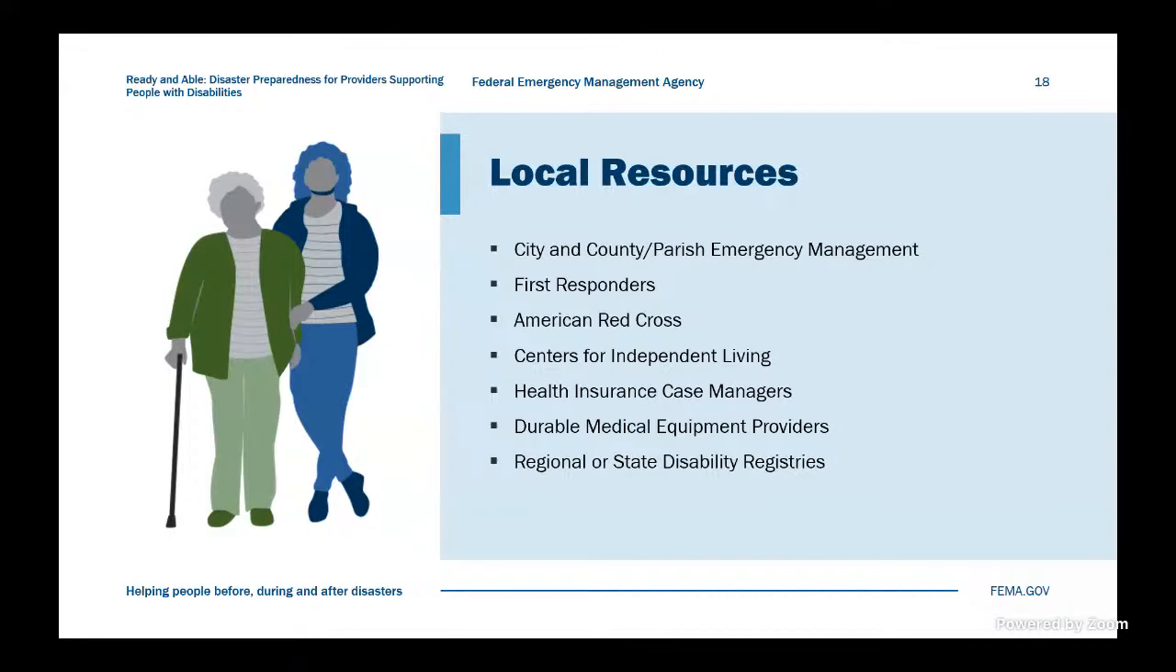And always keep in mind that the registries usually don't guarantee help in any kind of emergency, because they also can't predict what will happen or what their resources will be able to guarantee. So that's why it's so important that people with disabilities and their caregivers have their own plans in place.